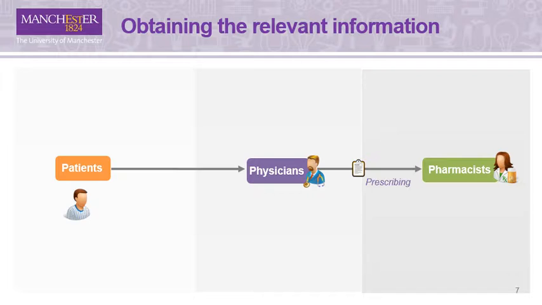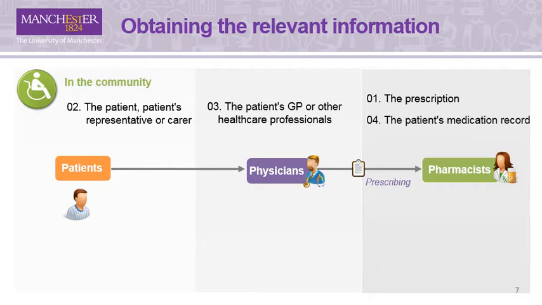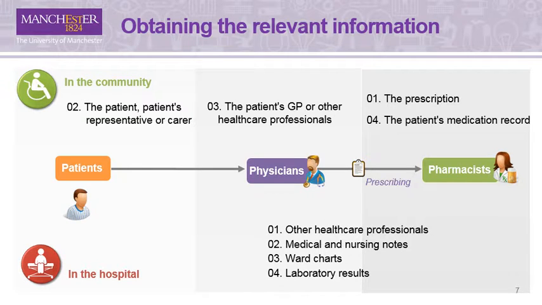In community, information can be obtained from the prescription that a patient brings in, the patient themselves, their representative, carer, or their GP. Other sources such as the patient's medication record can also be utilized to support any decisions you may make. In hospitals, sources of information are often sought from other healthcare professionals involved in the patient's care, medical and nursing notes, ward charts, and laboratory results.